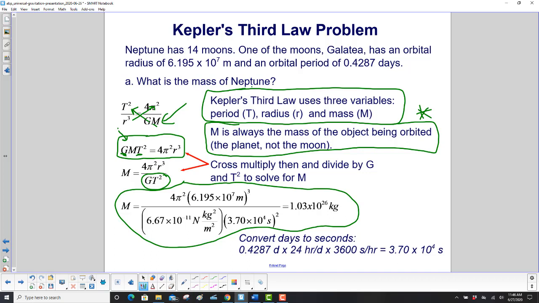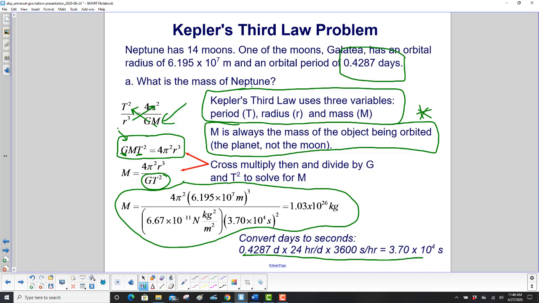Now, what didn't I mention that I should have earlier? We talked about days here. That's not an SI unit. We can't use that in the equation. We have to use seconds. You have to use meters, you have to use kilograms, and you have to use seconds. So down here shows the conversion.